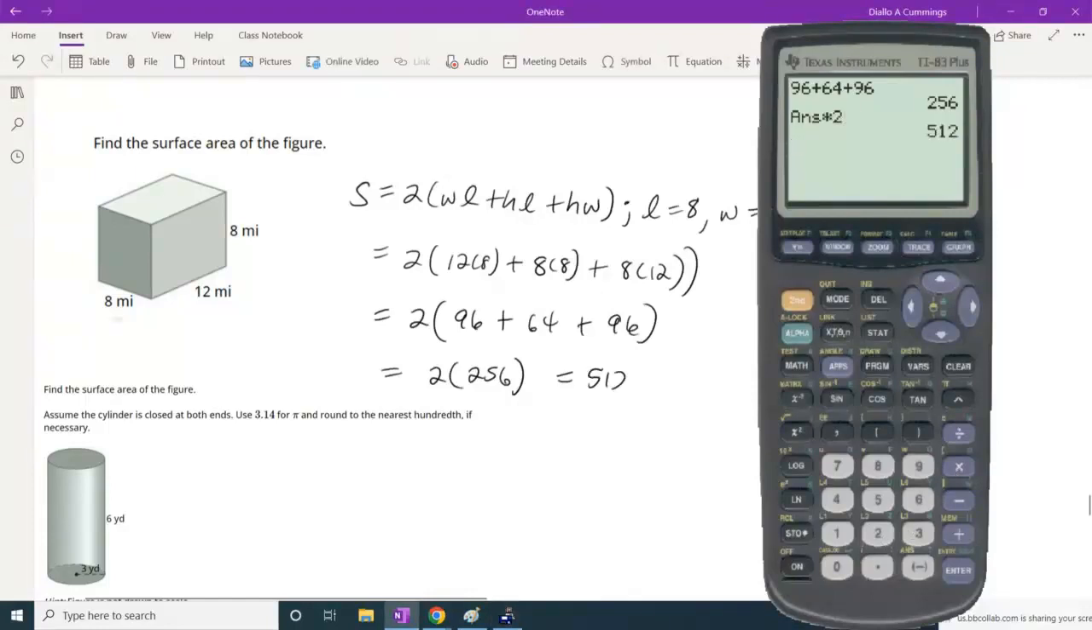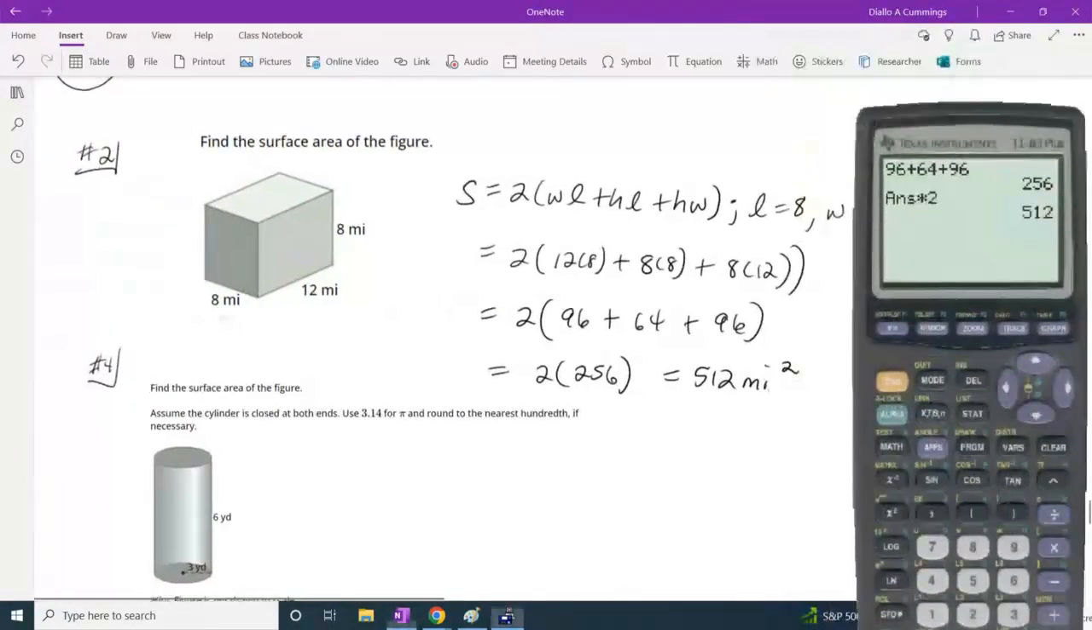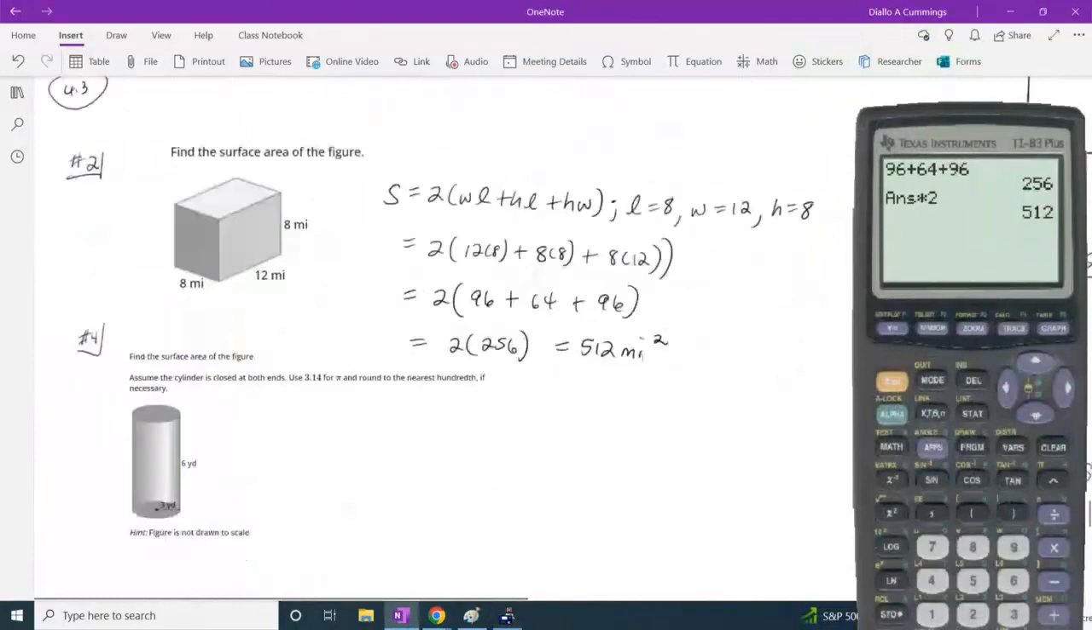So we get 512 square miles. So remember, we're finding the amount of surface that it has. All right, that is number 4. Excuse me, that's number 2.